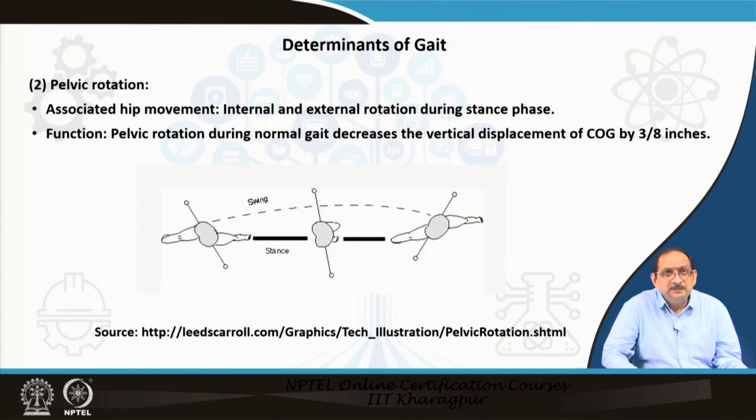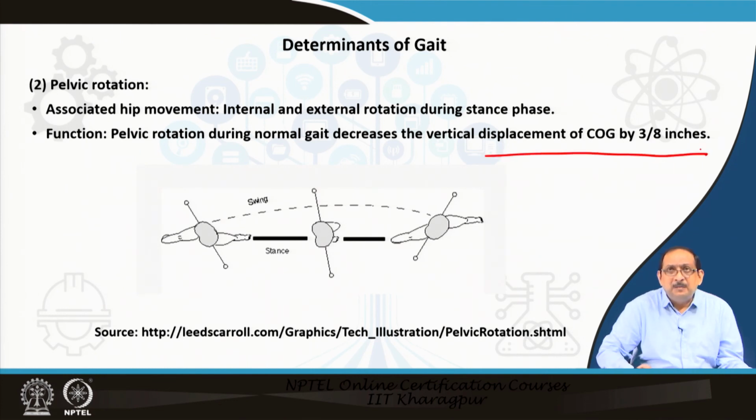The pelvic rotation is associated with the hip movement. Internal and external rotation during the stance phase. The pelvic rotation during normal gait decreases the vertical displacement of the center of gravity by around 3/8 inches approximately. So, the rotation of the pelvis is indicated in this figure.